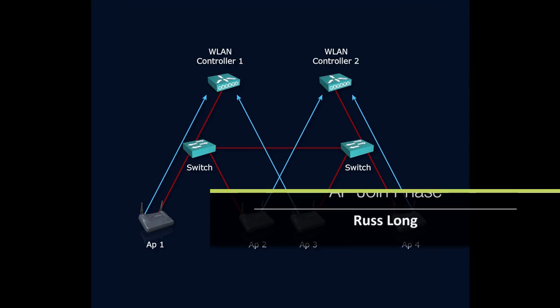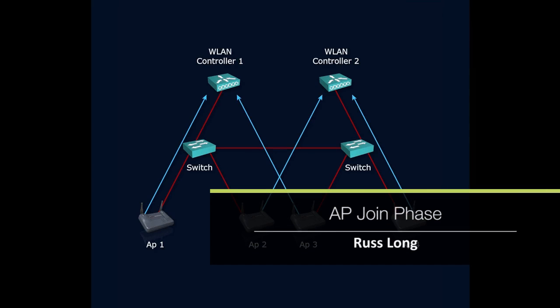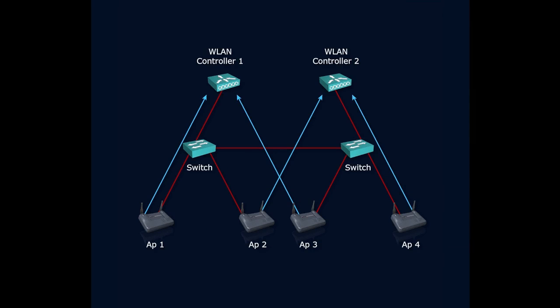So let's dive into that process a little bit. Let's look into what that actually looks like in our environment. Here you can see we have our wireless LAN controllers and 4 APs we're turning up. The first AP turns on, and there is no load on either wireless LAN controller 1 or wireless LAN controller 2. So AP1 goes ahead and joins wireless LAN 1.